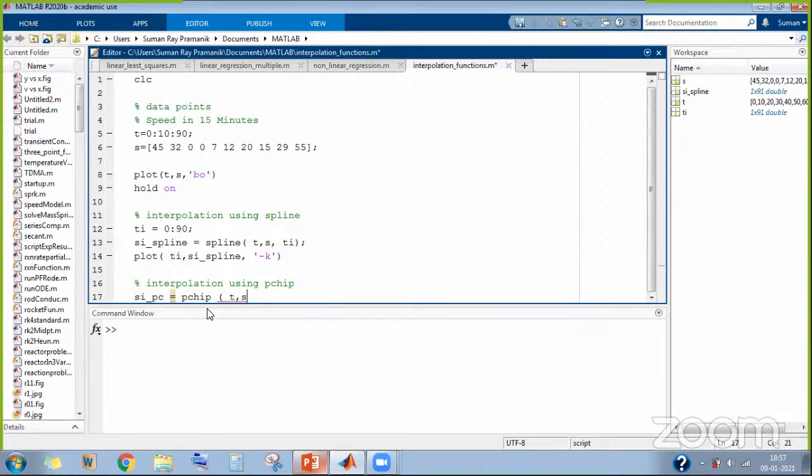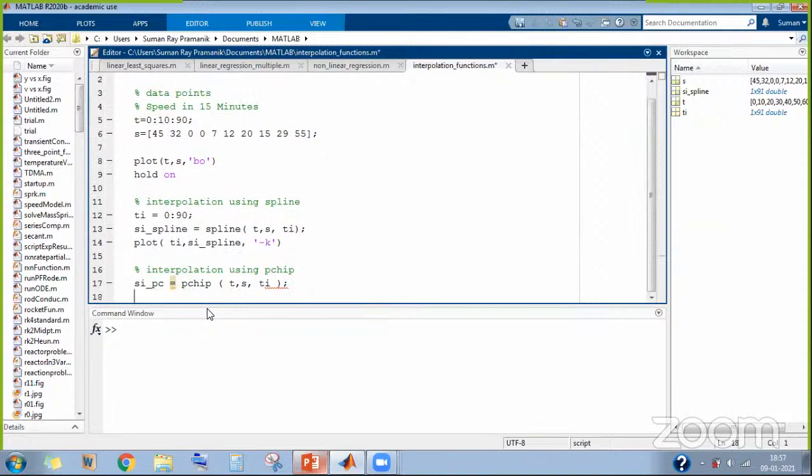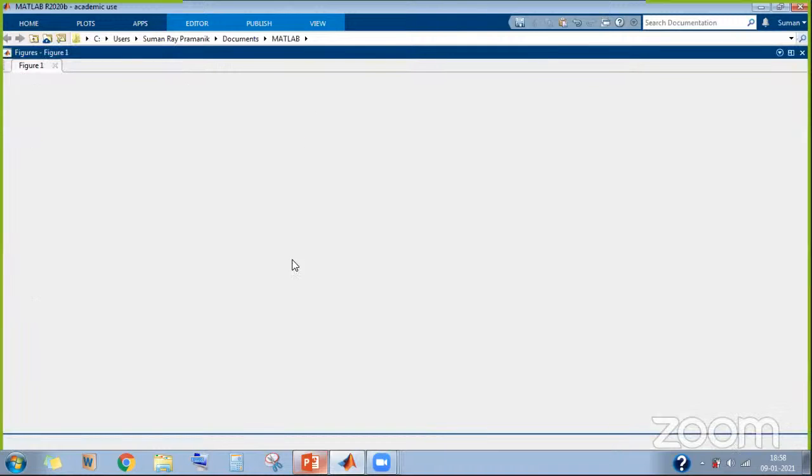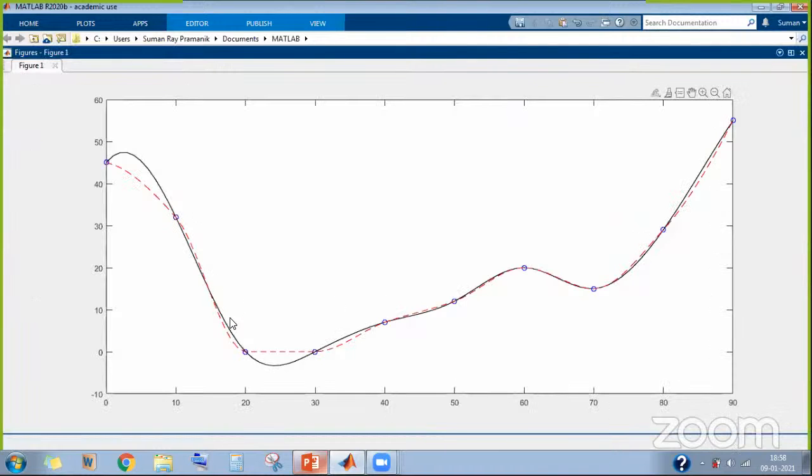T, S are the data points we have, and we want to find the speeds for the TI vector we have created. And once again, we will plot the TI vector from 0 to 90, and this time with the speeds using the pchip. Let us give dotted lines and the red color, and let's see what happens. Okay, so now you see that in between 20 and 30, what pchip does is it maintains the 0.